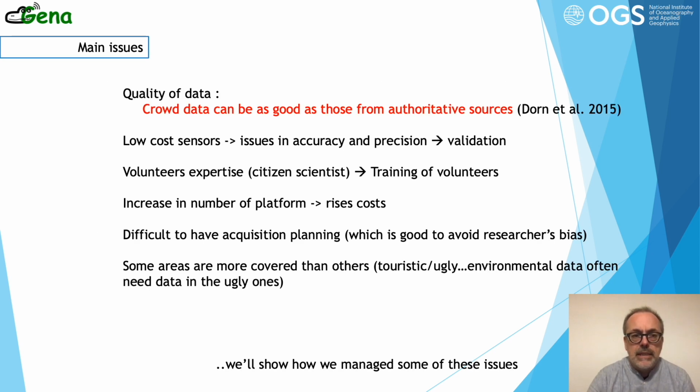So crowd data can be as good as those from authoritative sources, following several authors, but indeed low-cost sensors can create some issues in accuracy and precision, which needs some validation. Plus, the volunteers' expertise also sometimes needs training. There is an increase in the number of platforms, which means a rise in cost. There can be difficulties in planning the acquisitions, which is sometimes good to avoid researchers' bias. Sometimes this is a problem because you have to convince volunteers to go to specific areas.